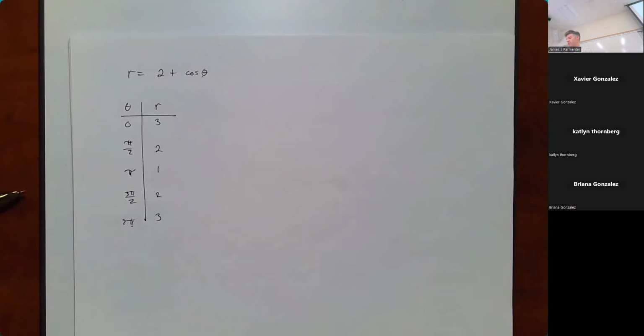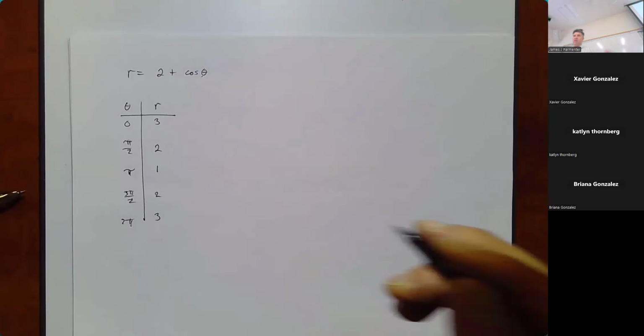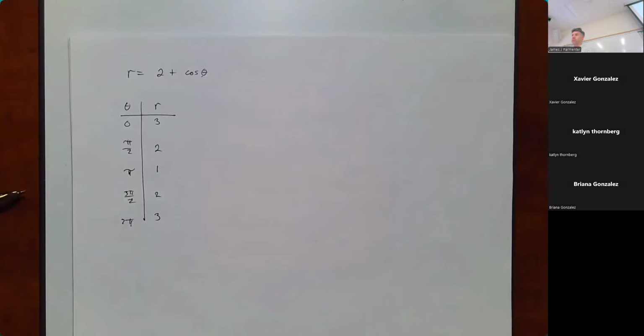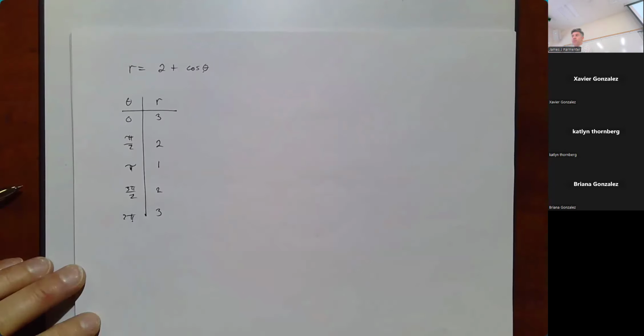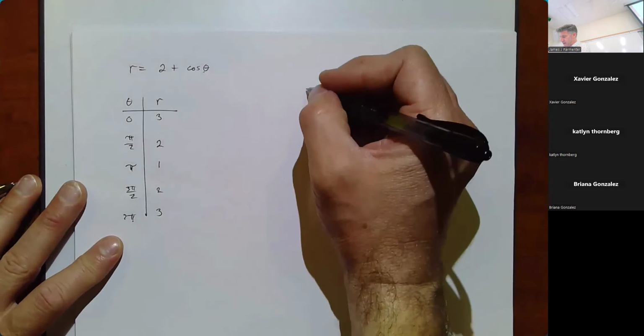The thing that you have to look out for is sometimes you can get multiple places where this is equal to 0, and then you have this weird kind of loop around the origin. We don't have that here. So, yeah, graphing this.